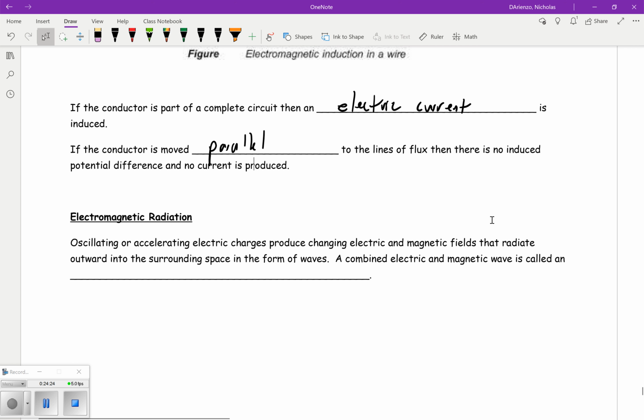Now, electromagnetic radiation, which we'll talk about a lot more in our next unit, is produced by oscillating or accelerating electric charges. And those two produce alternating or changing electric and magnetic fields that are going to radiate outwards from that point into the surrounding space in the form of waves. And we call those waves, the combined electric and magnetic wave, an electromagnetic wave. And we'll focus a lot on electromagnetic waves in our next topic.